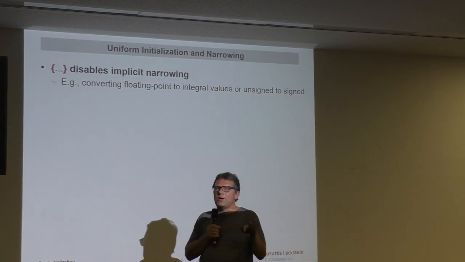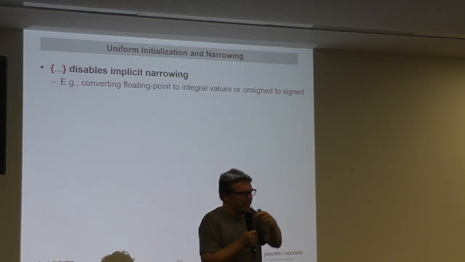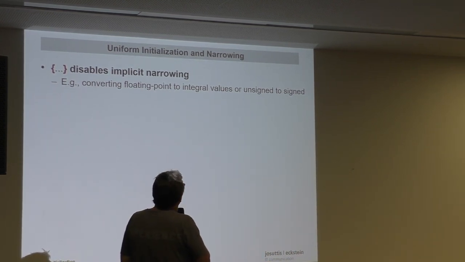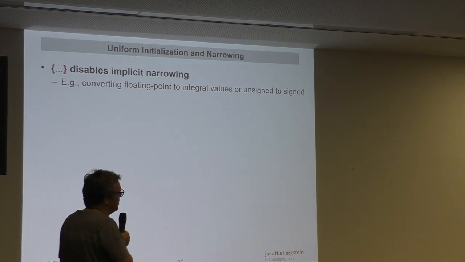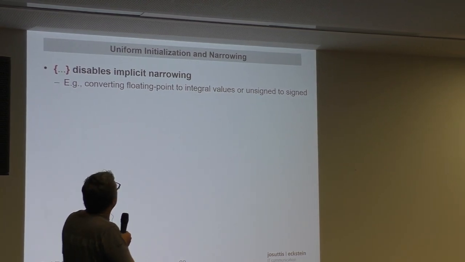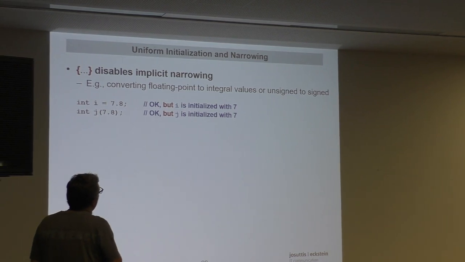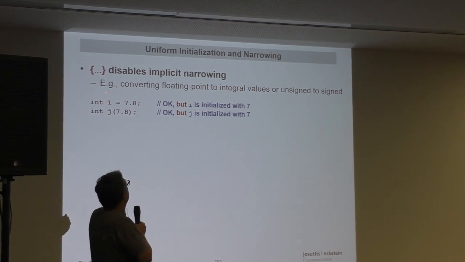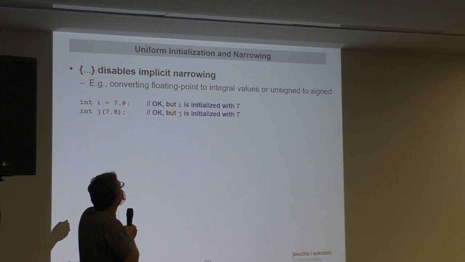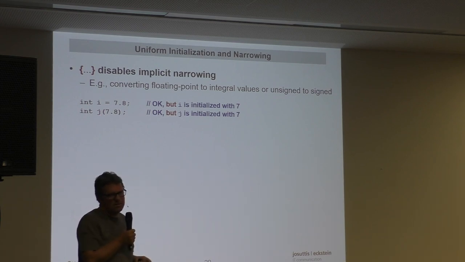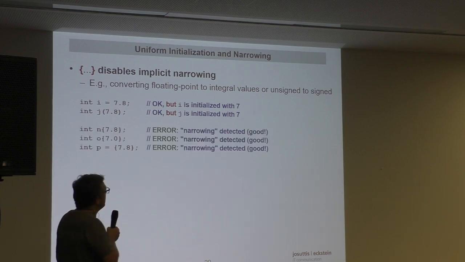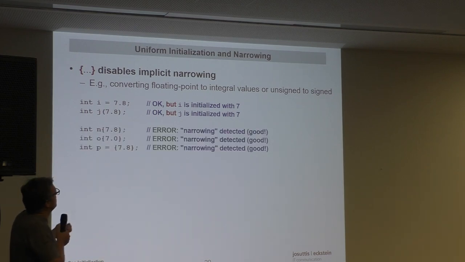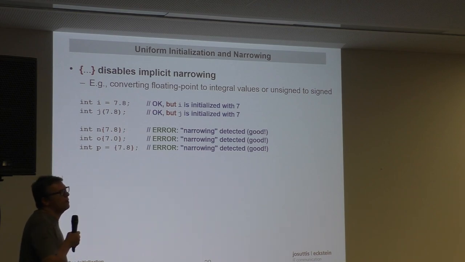These are the more interesting things. There were also some plain benefits of curly braces for initialization. For example, curly braces disable narrowing. So if you initialize an int by 7.8, this works. This gives no warning. This just initializes the int by 7, obviously. Even with parentheses, we adopted this rule. And we fix that with curly braces. So curly braces will detect what we call narrowing.